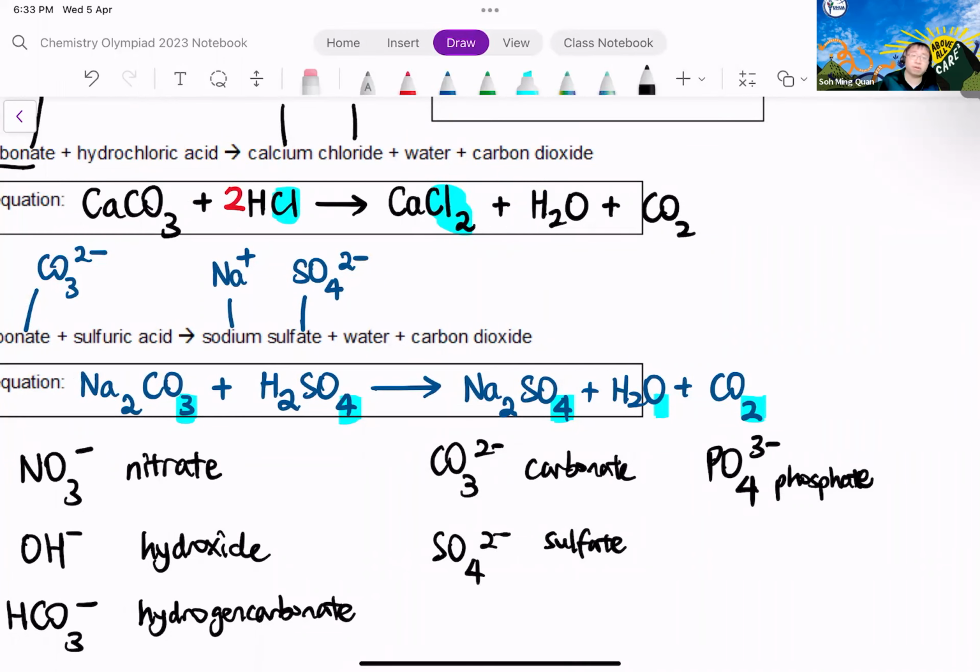And for my Sec 4 students, if you have not memorized these, please make it a point to memorize them, so that at least your equation writing will not be so difficult. Okay, so I think this is a good place to stop for today.